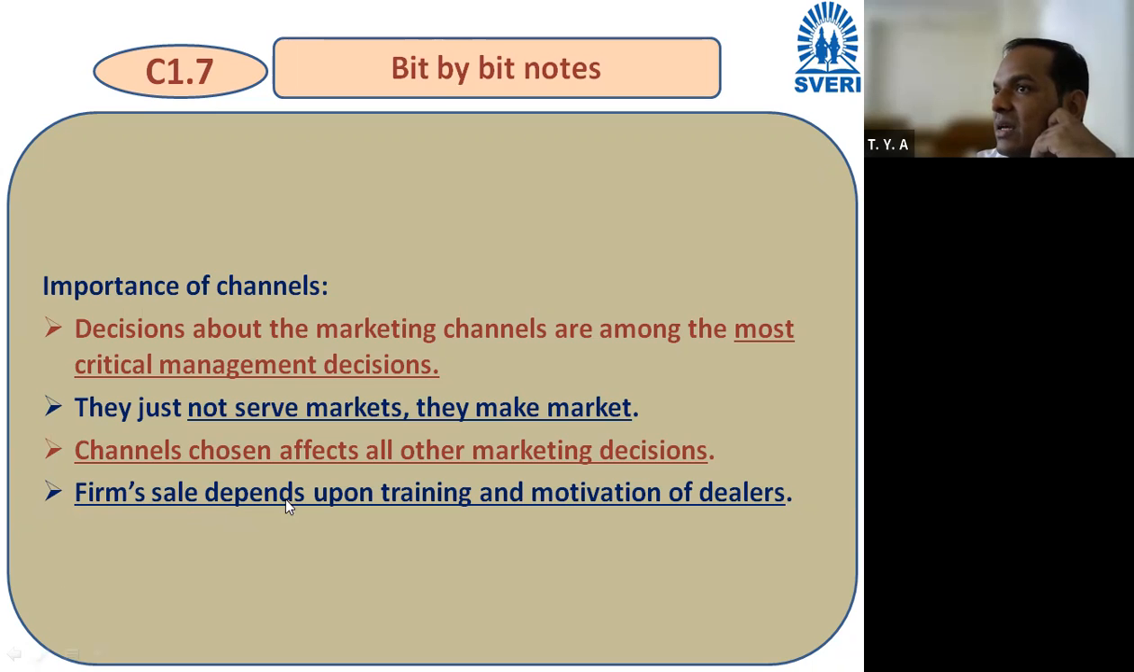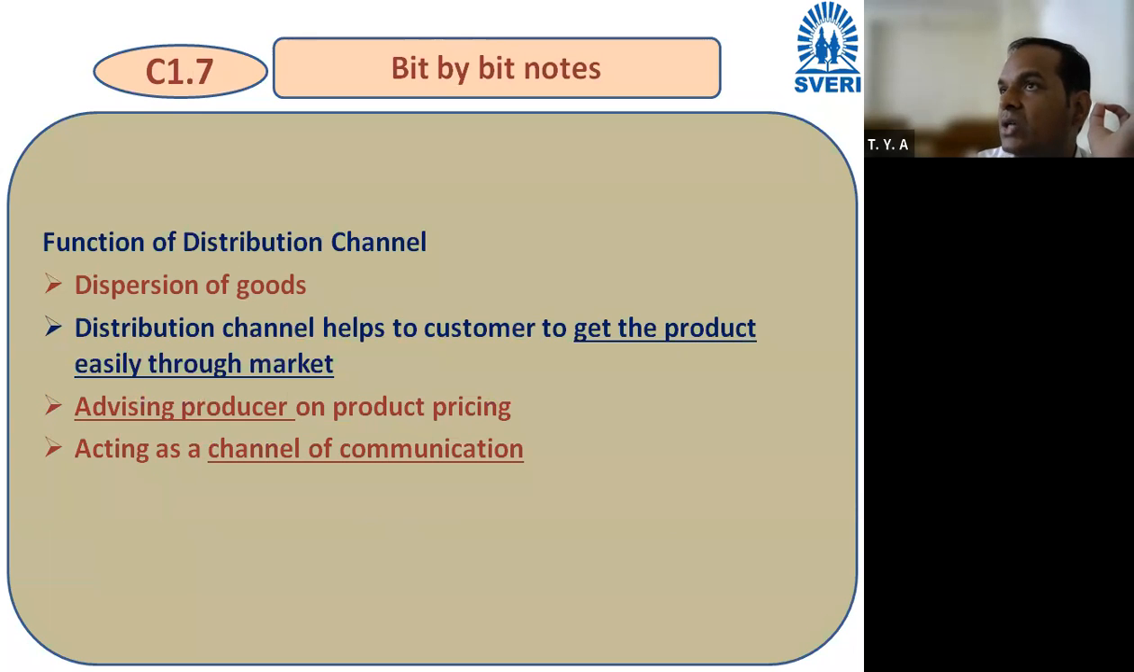Firm's sales depend upon the training and motivation of the dealer. How dealer behaves, how dealer works, depending on that your business will be there. So choosing the appropriate channel is also important. So channels are very, very important for your business. So let us discuss again the functions of distribution channel, or what are the exact tasks they have in their organization.